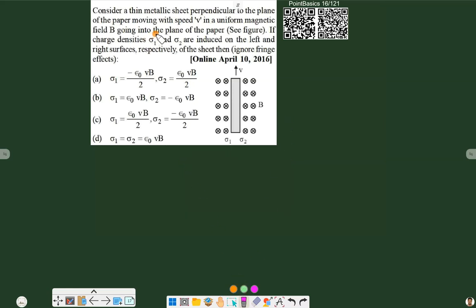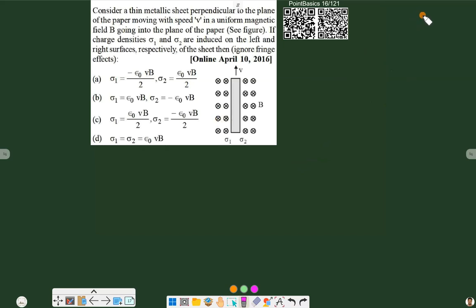Okay, so consider a thin metallic sheet perpendicular to the plane of paper, moving with speed v in a uniform magnetic field going into the plane of paper. So here the magnetic field is going into the plane of paper.